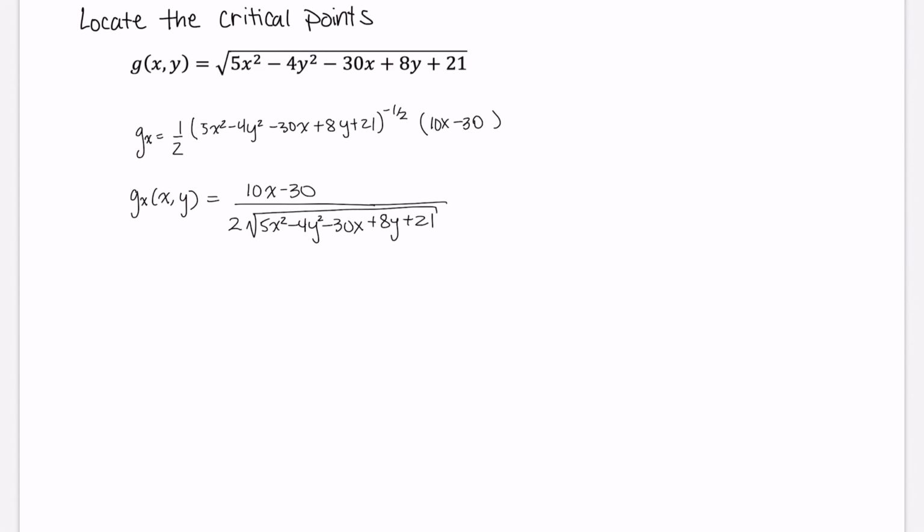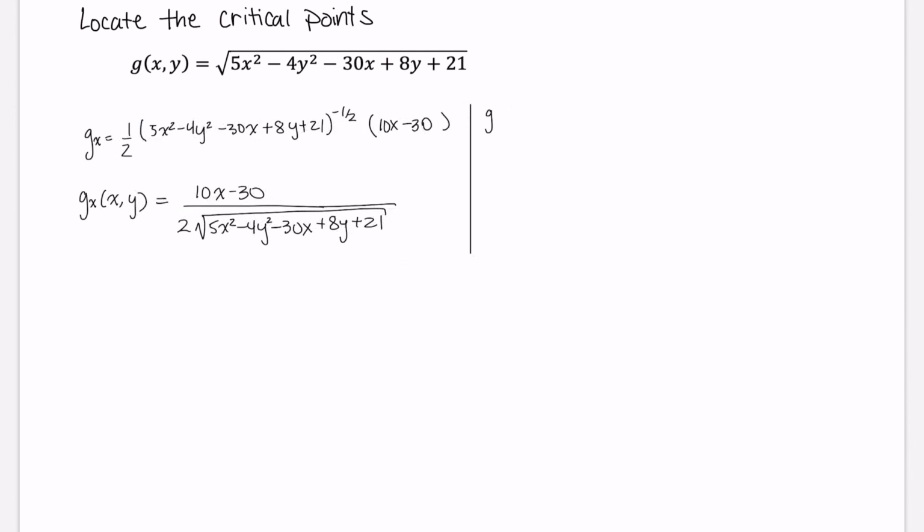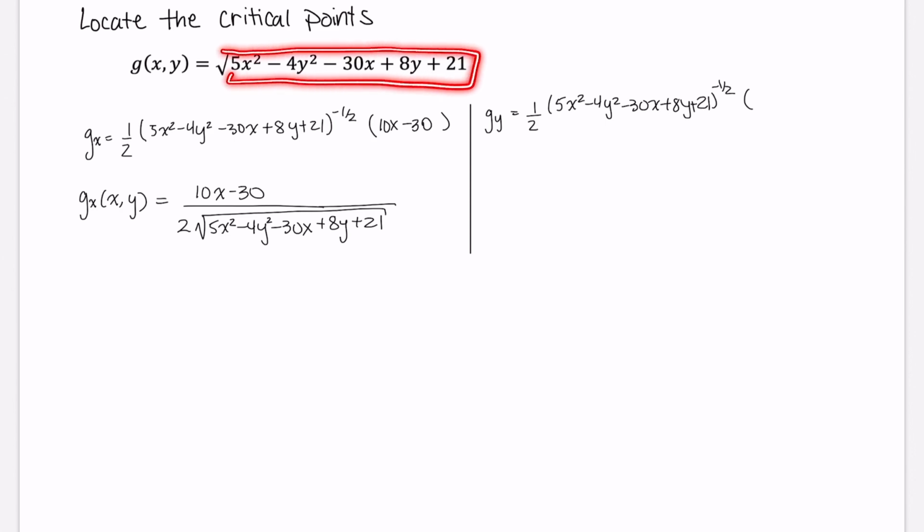And now I'm going to rearrange just a tad and compute the partial with respect to y. So again, we're going to have the 1/2, this whole radical to the negative 1/2 power now. And then we're going to multiply by the derivative of this inner function with respect to y. So that's minus 8y plus 8. And if you don't see how I'm obtaining these, please pause your video and try this independently.